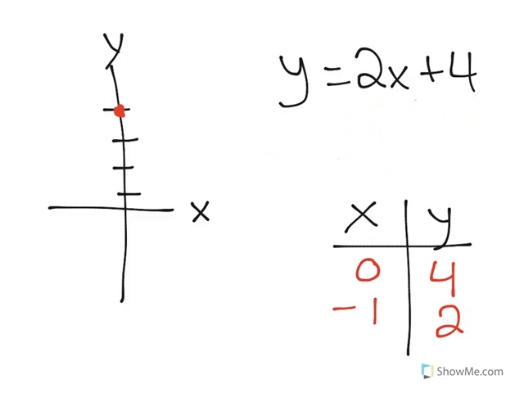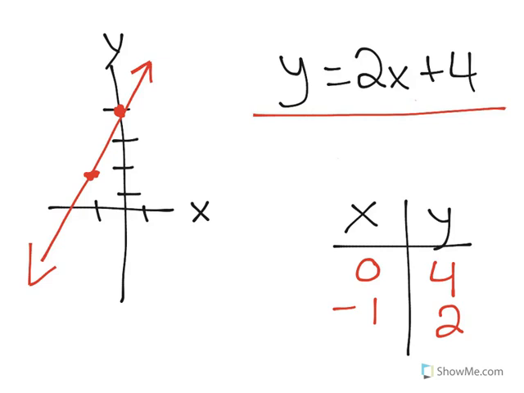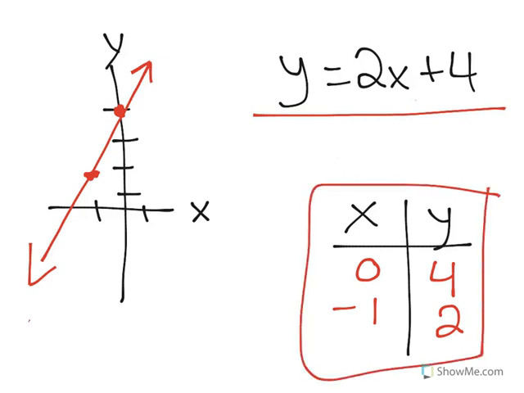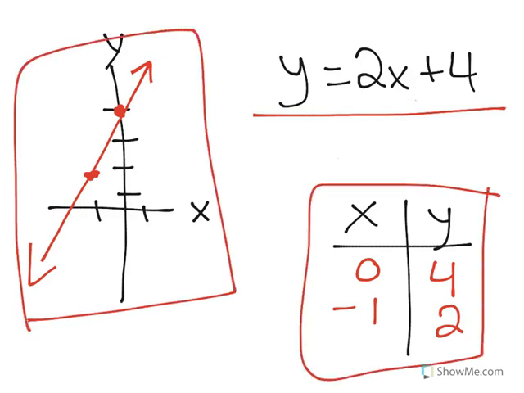So that is my other point for my line. And if I'm going to graph that, I'm going to go -1 and up 2 and put a dot right here. And that is a horrible looking line. Let's try that again. And that is my line. So here we have slope-intercept form. We have our table, and then we have the graph of our line, and they are all saying the exact same thing. Let's do one that's a little bit more challenging.